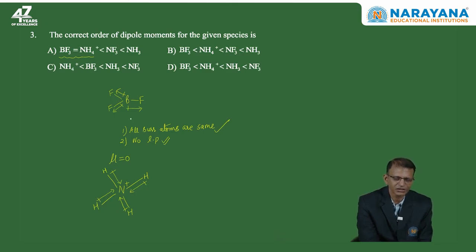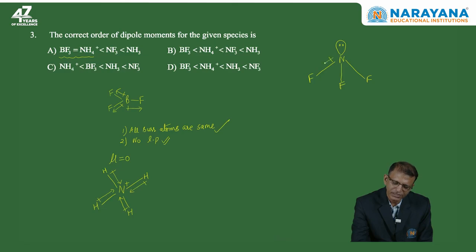From here only we got the answer, because there is no other option where the BF3 dipole moment is equal to that of NH4 plus. But again, if we try to solve those two options, in case of NF3, it has a lone pair on the nitrogen atom and 3 surrounding fluorine atoms. So if we try to show the dipole moment, it moves from nitrogen to the more electronegative atom, that is the fluorine atom. So these 3 dipoles are in this direction, but because of the lone pair, the dipole moment is in the upward direction. So these 3 vectors and this vector are not in the same direction.